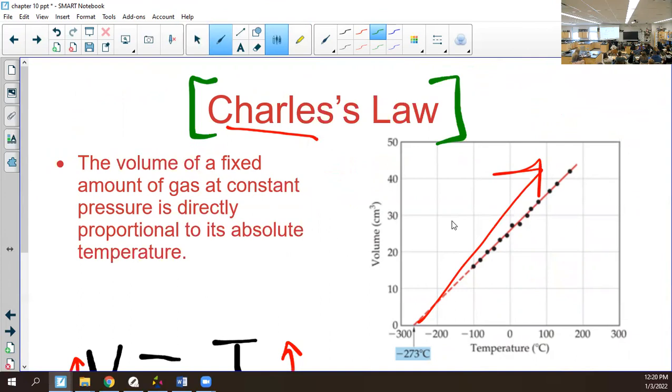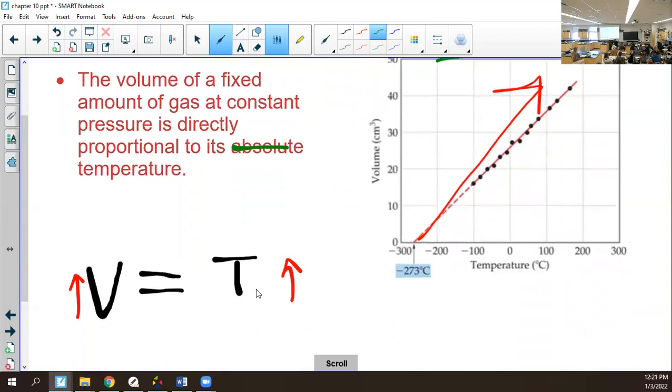All right, the volume of a fixed amount of gas at constant pressure is directly proportional to its absolute temperature. So don't really stress about the word absolute. We'll just say it's temperature. So what we're saying here is that if I heat a balloon or increase its temperature, the volume increases. The volume is not equal, but roughly proportional to the temperature.